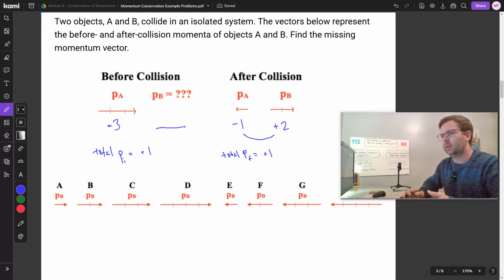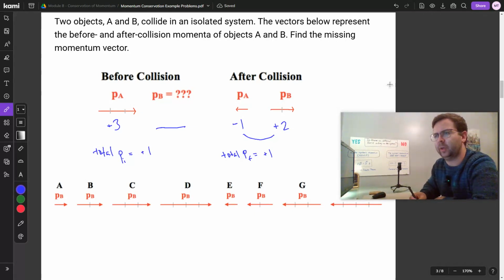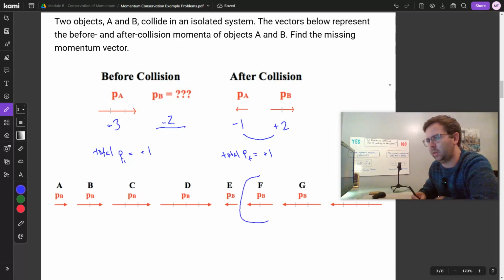Okay, so that must mean if this is positive 3 and we should have a total of positive 1, this is negative 2. So a momentum to the left, 2 units. So these are the ones to the left, that's going to be F.